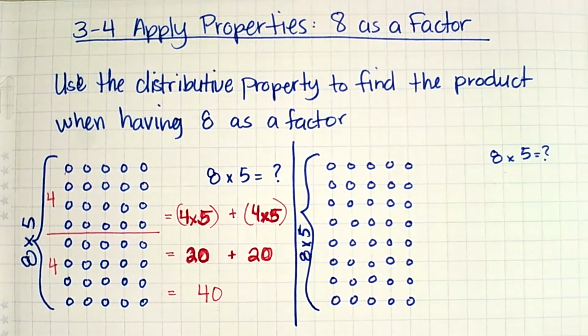Now we know that 2 times 8 is 16. And since there's 4 groups of 2s to make 8, you're going to have 16 plus 16 plus 16 plus 16. So you're going to add it together 4 times.